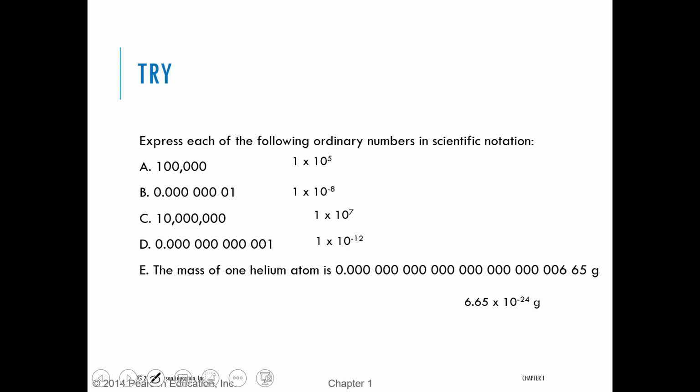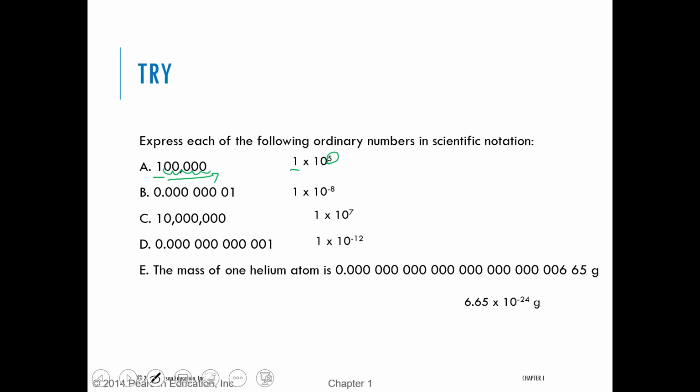Now, let's see if yours matched mine. I would look at this first one and go, okay, I only have one significant figure. To make this a number between 1 and 10, I would just say 1 and put my new decimal point right there. Now, it's a number larger than 1, it's 100,000, so I need to move to the right. I'm going to have a positive exponent, and I need to move 1, 2, 3, 4, 5 spaces. So 1 times 10 to the 5th.